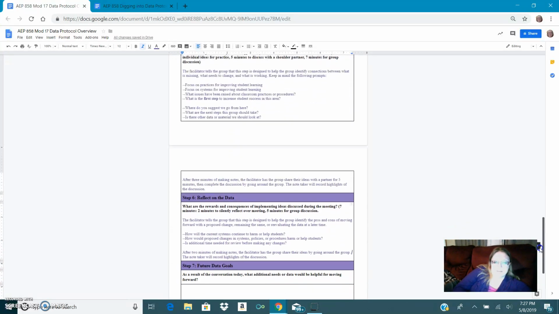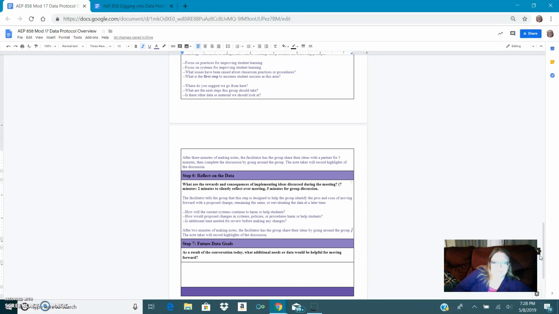Step 6 is to reflect on the data. How are the systems harming the students currently? How are they helping the students currently? And what changes do we need to make sure that everyone is being successful in their future?